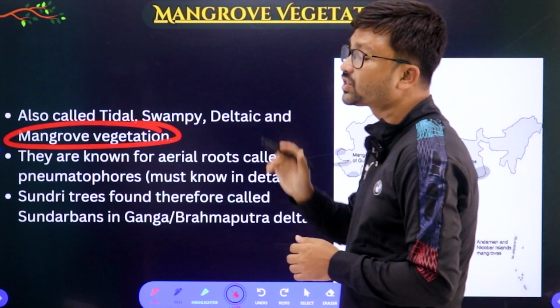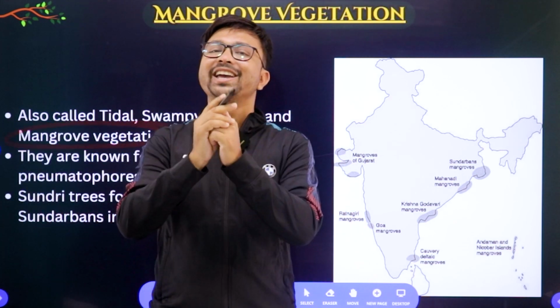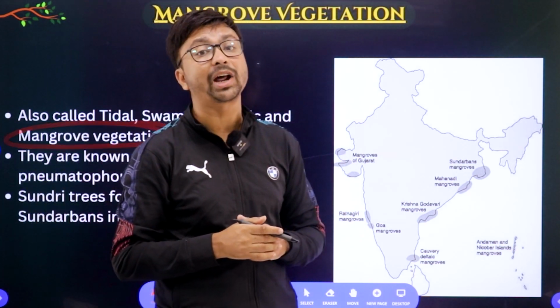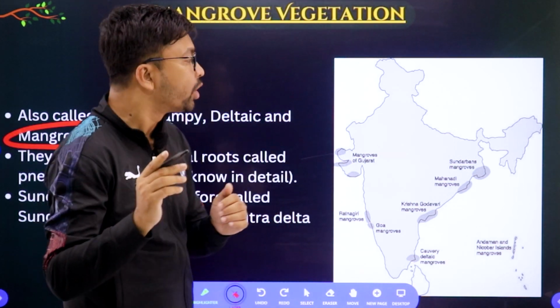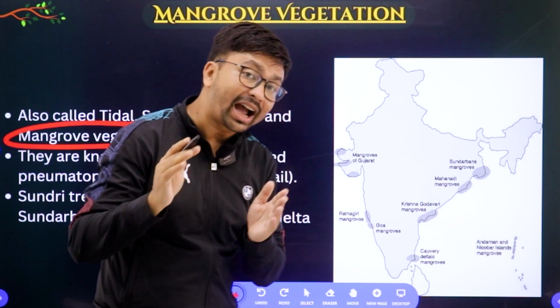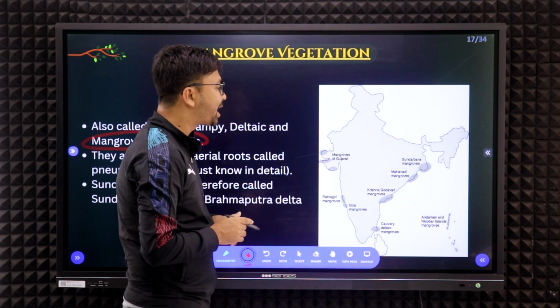Now, as the term suggests, tidal. Why is it called tidal? Because this type of vegetation is found in areas where there is the effect of tides. The ocean water level goes up and down, and in such places we get it. So the tidal affected area, meaning the river delta area, gets this type of vegetation.